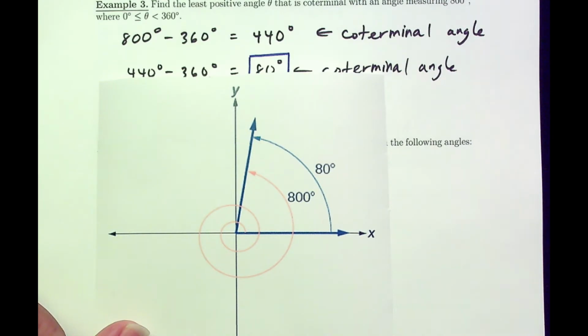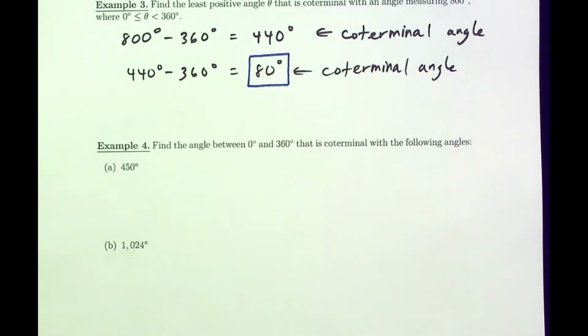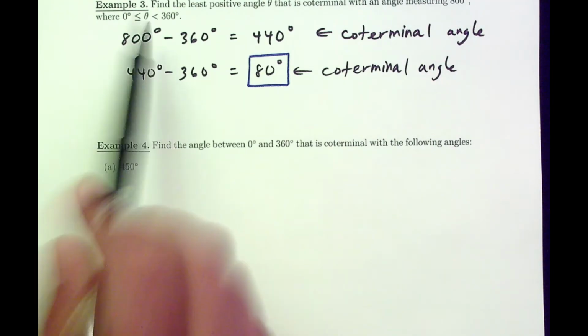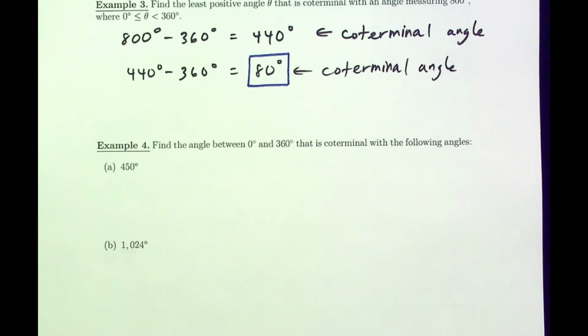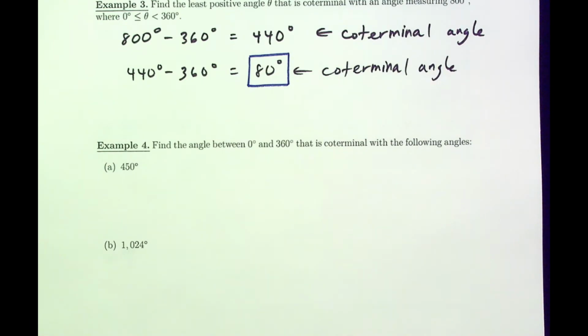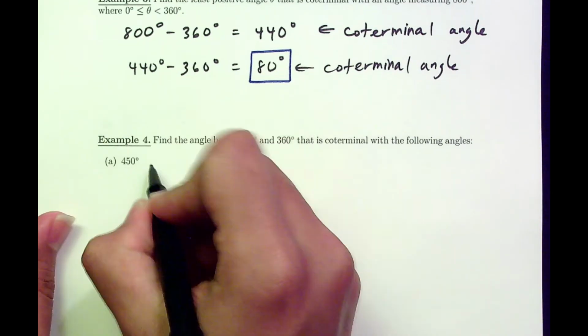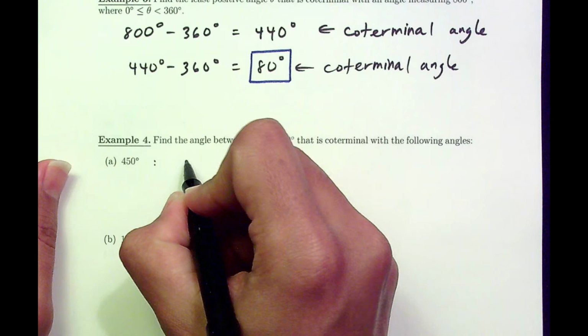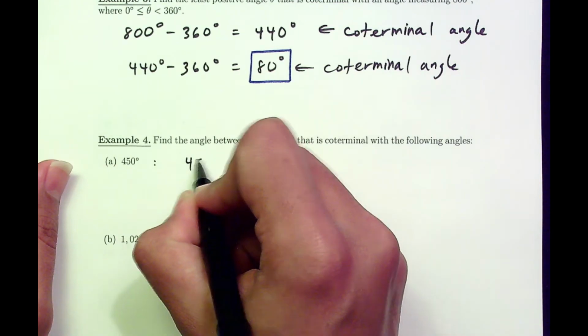All right, so let's do another one. This one says, find the angle between 0 and 360, so pretty much the same instructions as example 3, that is coterminal with the following angles: 450 and 1024. Okay, so 450 is too big, we're going to bring it down.